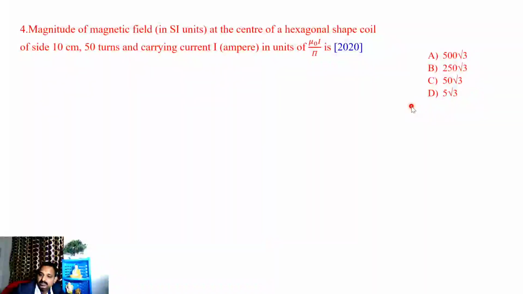So my dear student, what is the solution? We will check the solution here. Look here, my dear student. Before doing the solution, we will observe the figure, my dear student. Here it is a hexagonal shape coil. I will observe the figure here.